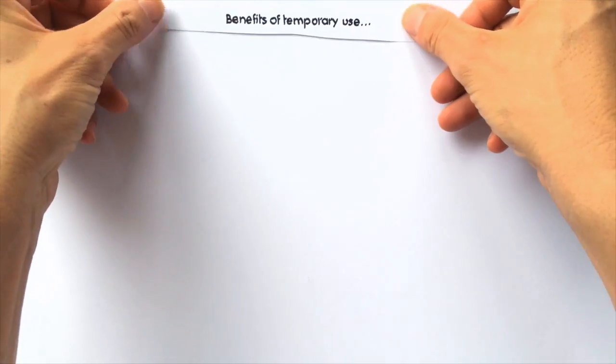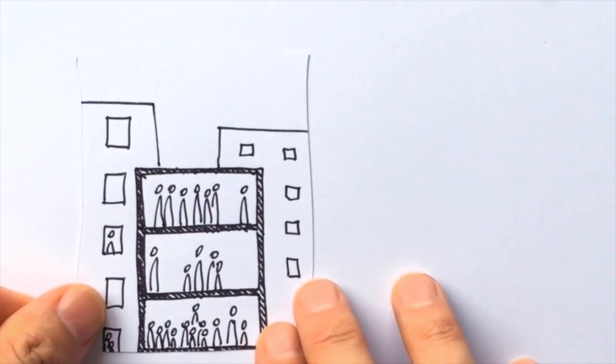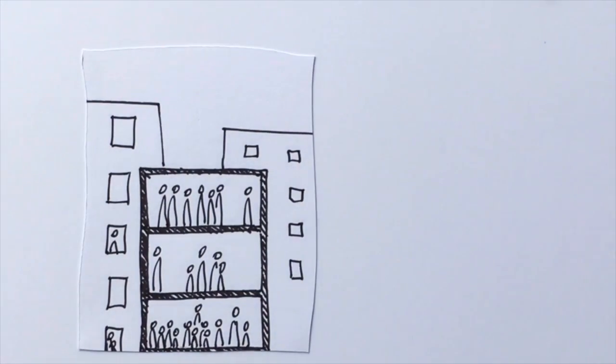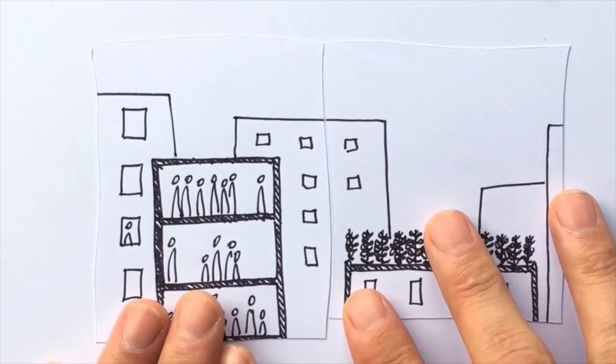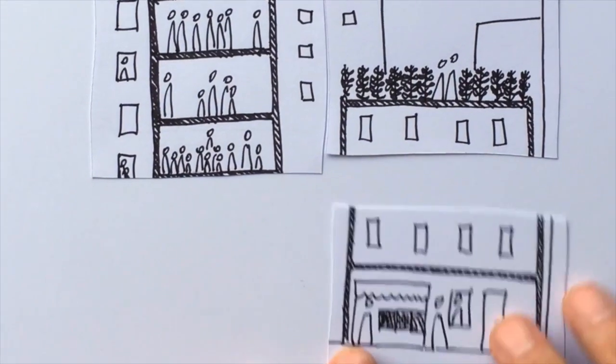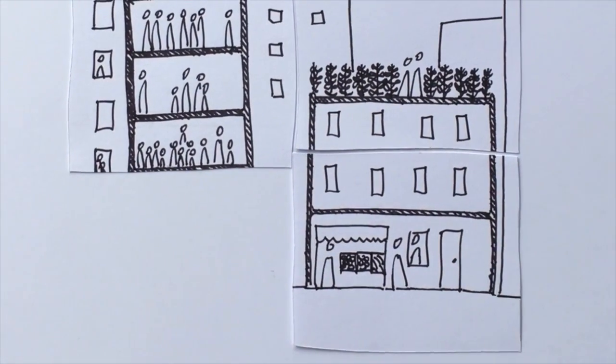So in conclusion, temporary use is a win-win solution for all stakeholders. For owners, it ensures soft maintenance of their properties. For users, it lowers barriers to accommodate their initiatives. For residents and merchants, it promotes a lively and dynamic neighborhood.